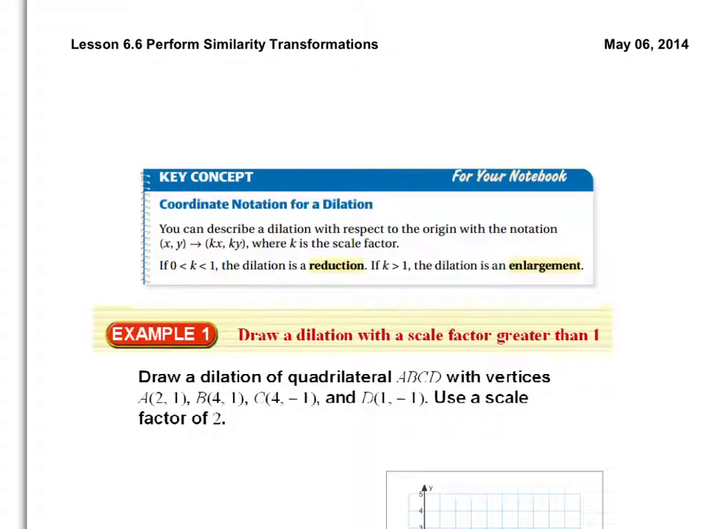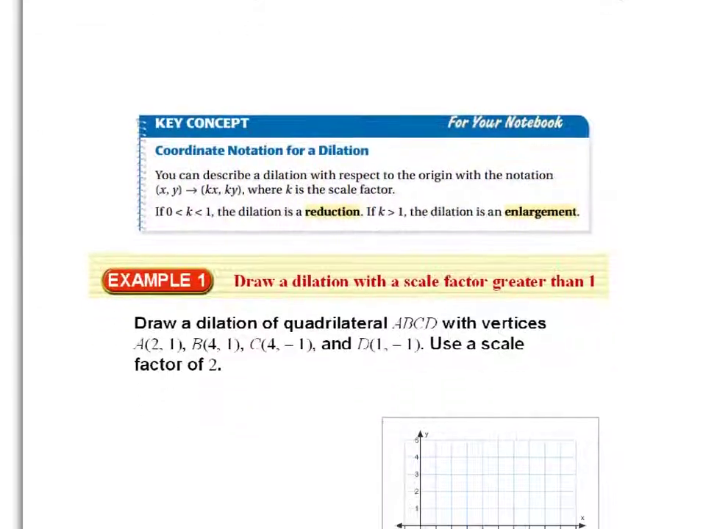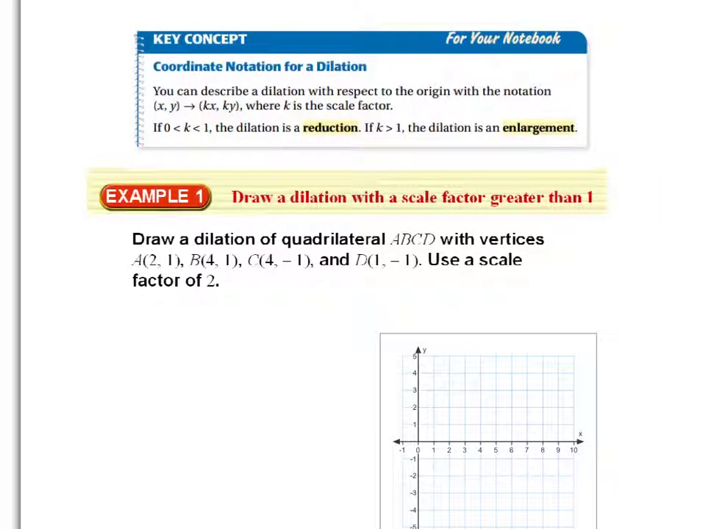Now, something that is important to know is you can describe a dilation with respect to the origin using what's called coordinate notation. Now, if you look here, it says x comma y. Those are the original points, the original figure. And when you multiply x and y by a given scale factor, those would represent the coordinates of the new figure.